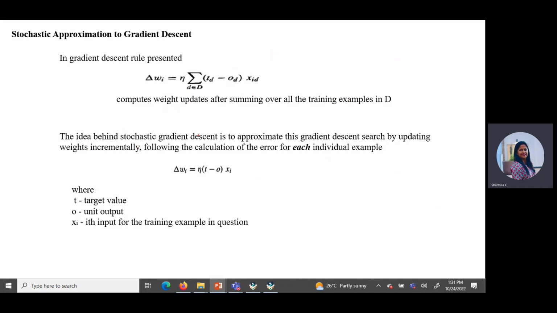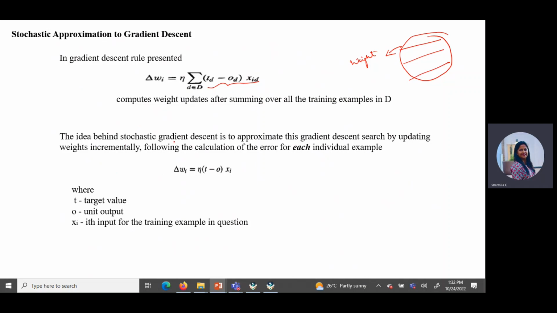The idea behind stochastic gradient descent is to approximate this gradient descent search by updating the weights incrementally. It is nothing but: consider the first training example, then increment the weight. Consider the second training example, then increment the weight. Consider the next example, then increment the weight. Whereas it is not the case with gradient descent. In gradient descent, this is computed for all the training examples, and then the weights are updated. This is the standard gradient descent, which is different from the stochastic approximation.